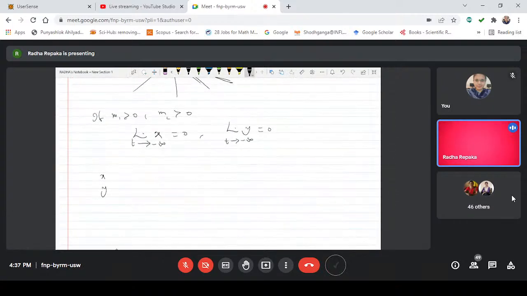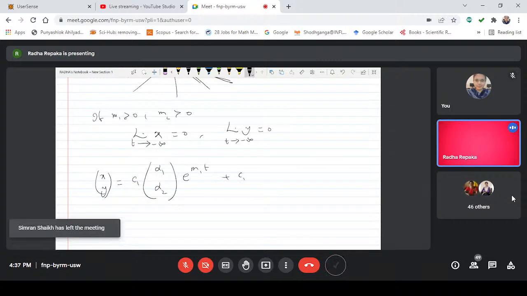Further, I will write (x, y) equal to c1 (alpha 1, alpha 2) e^(m1 t) plus c2 (beta 1, beta 2) e^(m2 t). What are m1 and m2? m1 and m2 are the eigenvalues of the matrix A. (alpha 1, alpha 2) and (beta 1, beta 2) are the two eigenvectors of matrix A corresponding to the eigenvalues m1 and m2.